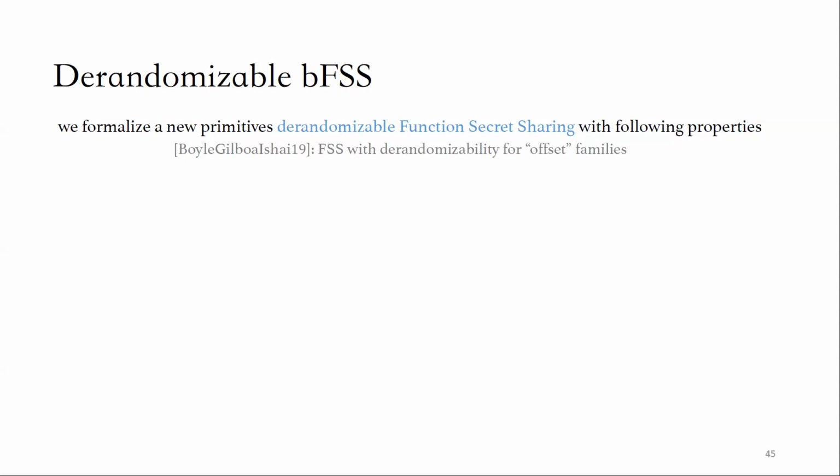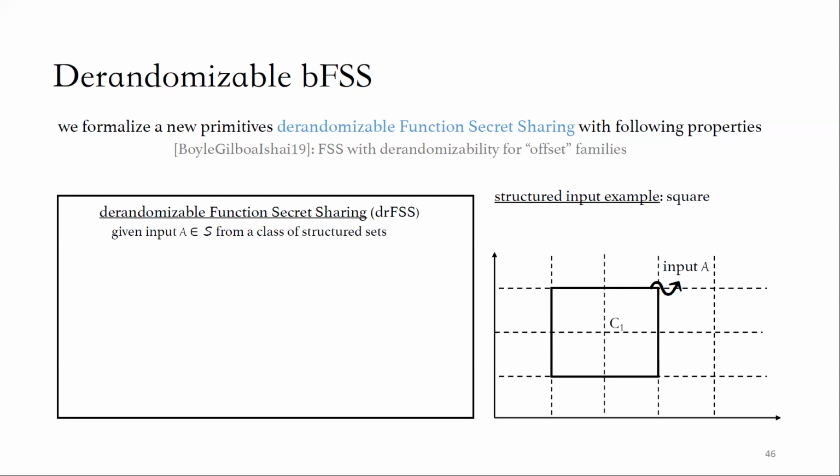Before that, I'd like to acknowledge some prior work where Boyle, Gilboa, and Ishai have introduced FSS schemes with some notion of derandomizability in a different context. But their constructions are limited to the set of offset families. Our definition extends to a larger family of sets. Let's understand this definition via an example.